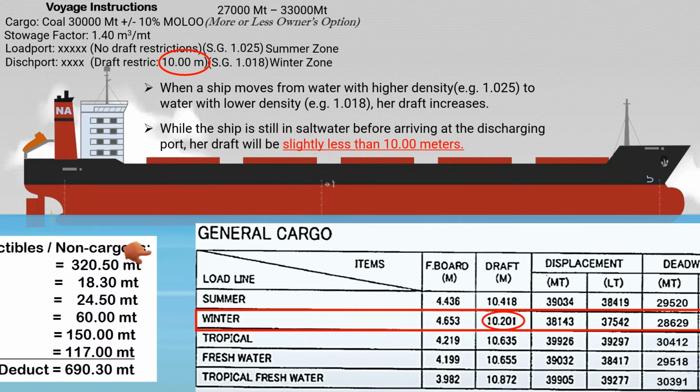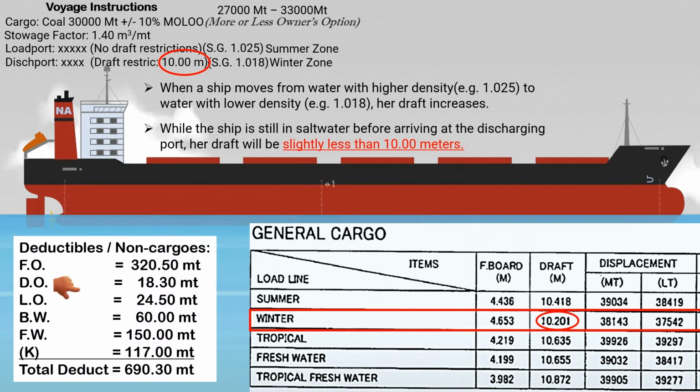Considering all consumables and fuel consumption when the ship sails from summer to winter zones, we can say that as long as we meet the required draft upon arrival, we will also comply with load line restrictions. Now, let's start by calculating the maximum cargo we can load based on the draft restriction at the discharging port, allowing us to distribute this cargo across the ship's 5 cargo holds.